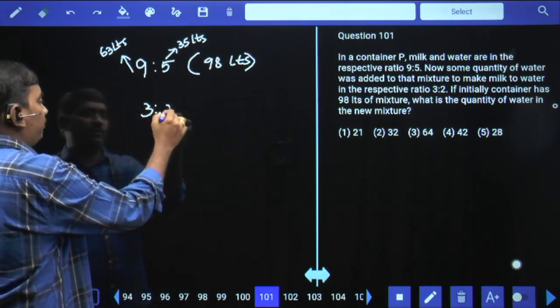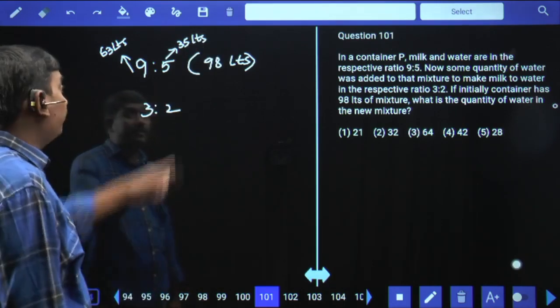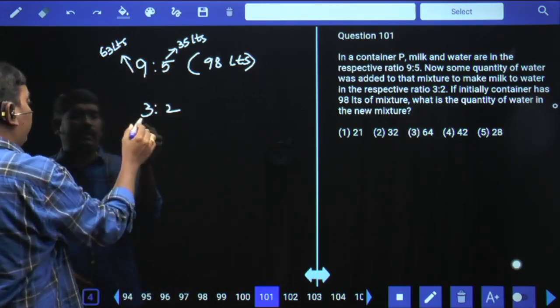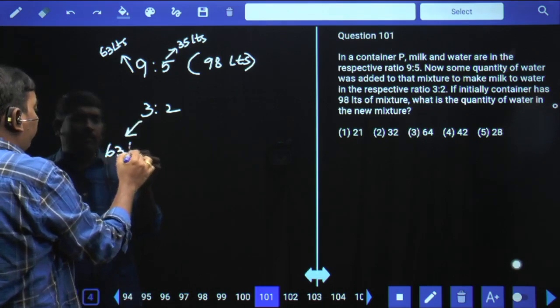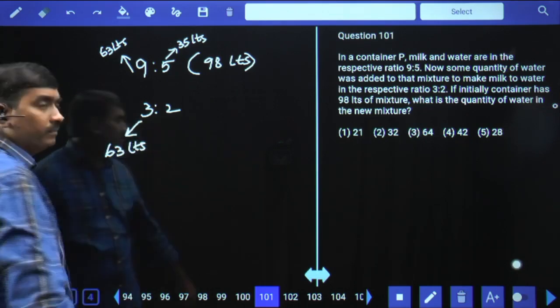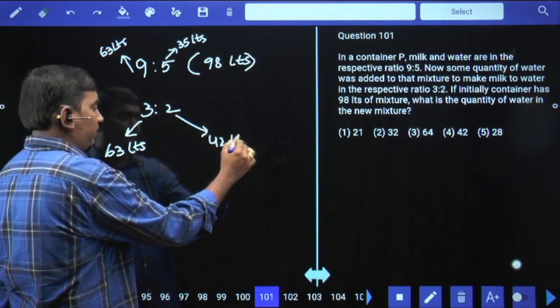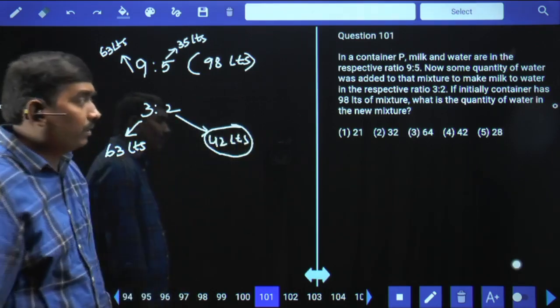Final ratio 3:2. But we are adding only water, so there is no change in milk quantity. Milk quantity is still 63 liters only. 3 parts value 63, then 1 part value 21, and 2 parts value 42 liters. This is the final water quantity, 42 liters.